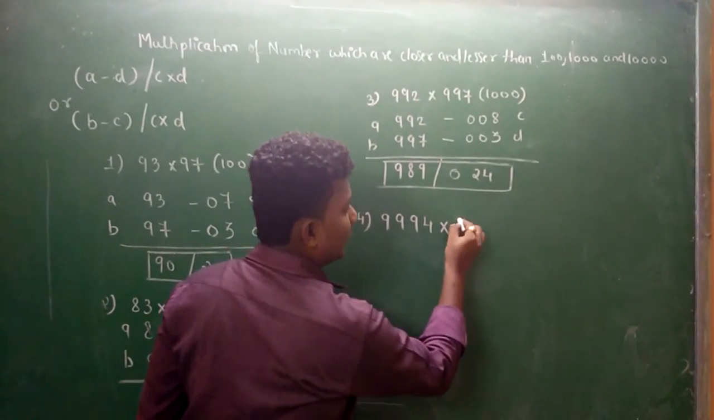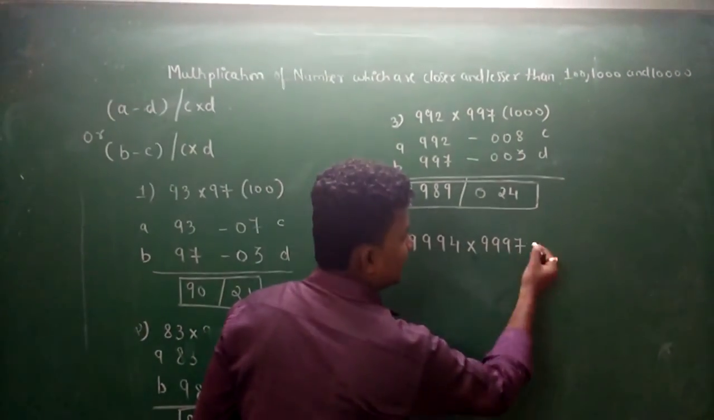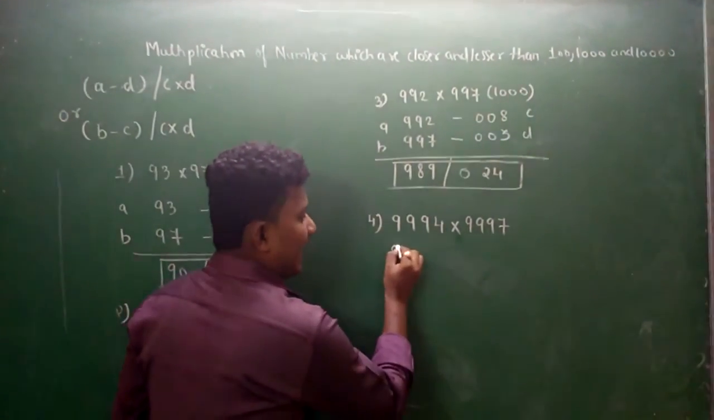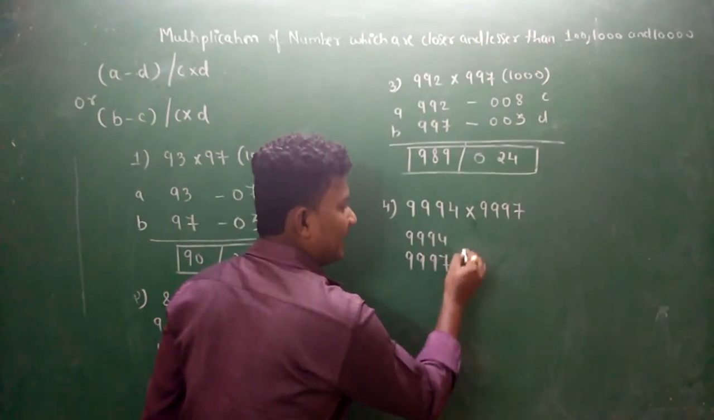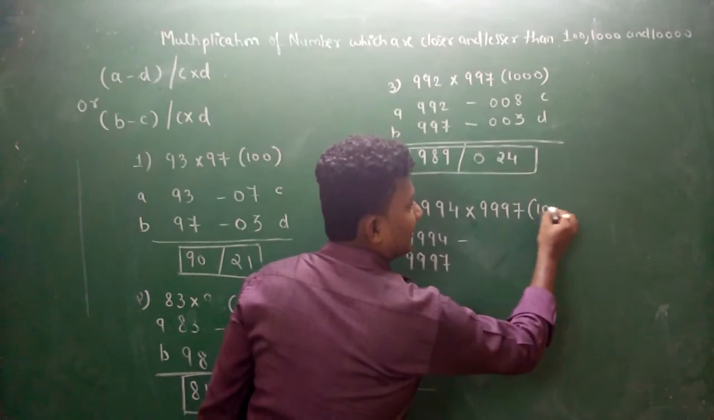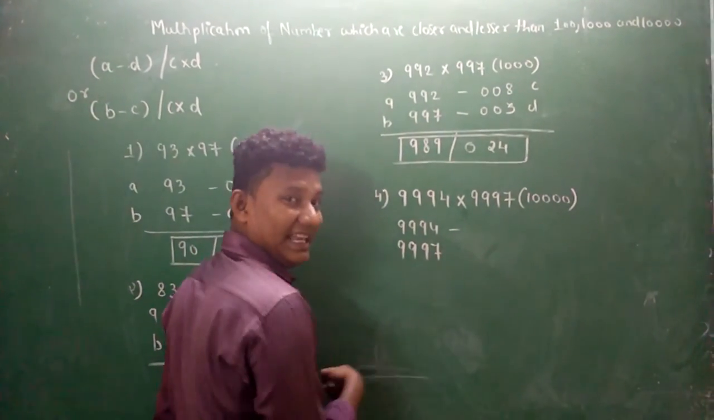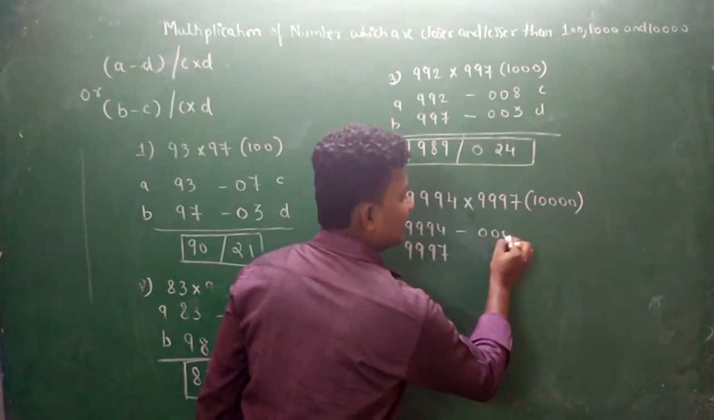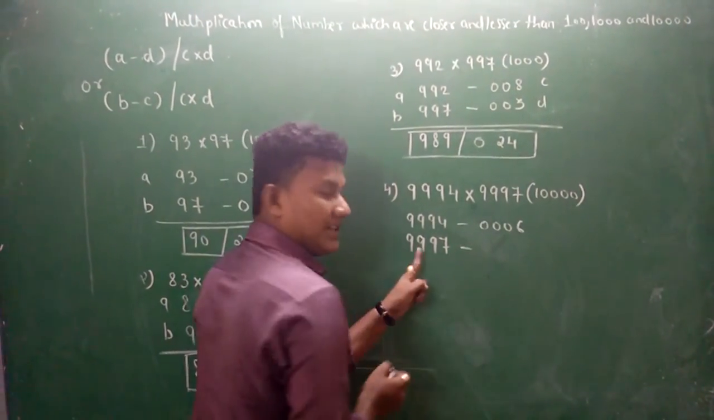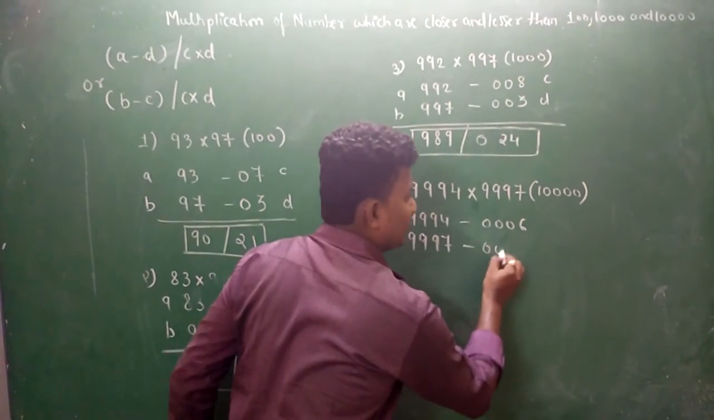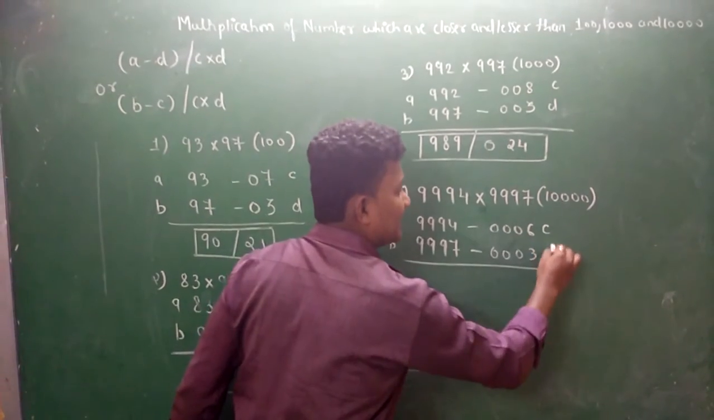Okay. Let's take one more example, the last one, closer to 10,000: 9994 into 9997. So can I say both the numbers are closer to 10,000? How much less? Can I say it is 6 less? But we have to convert it into 4-digit form. This one is 3 less, so 0003. Okay. So this is a, this is b, this is c, and this is d.